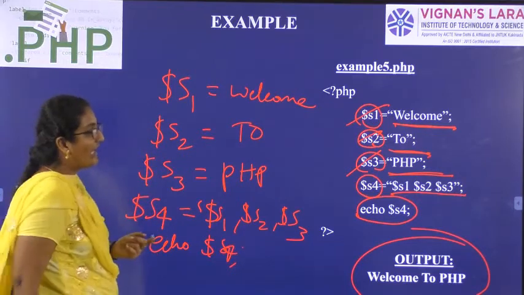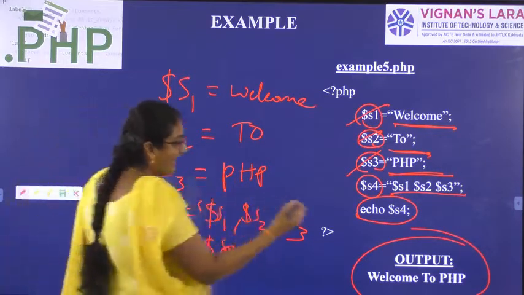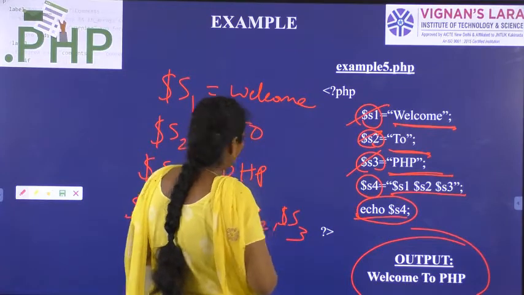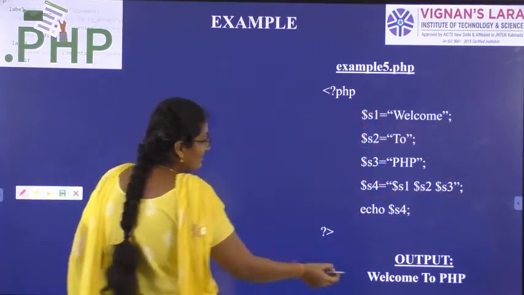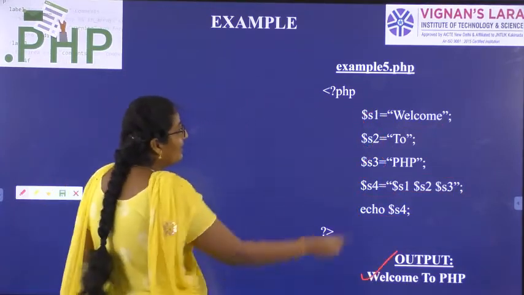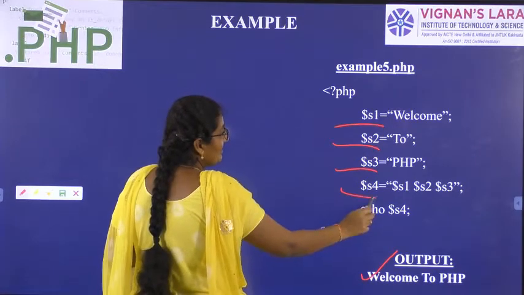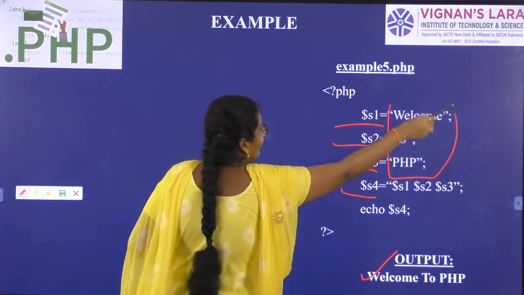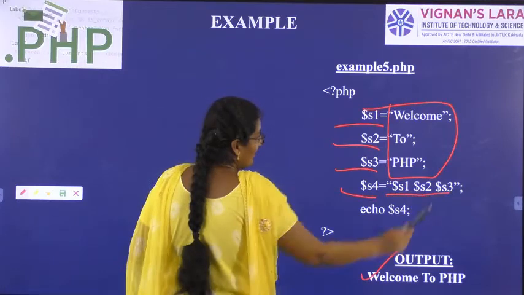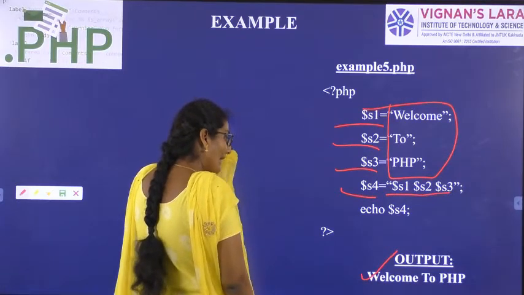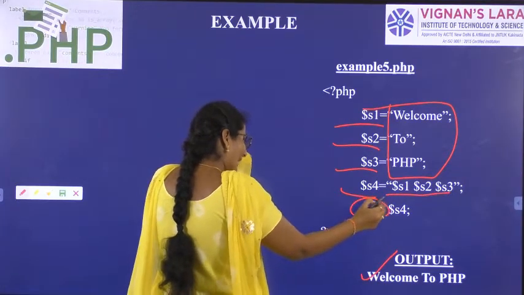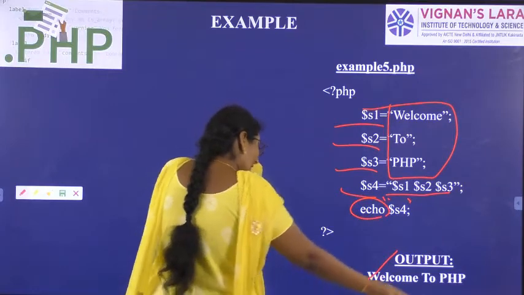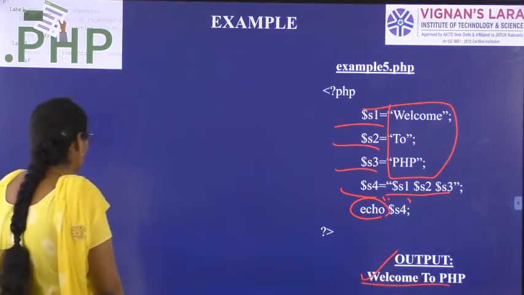If you observe here, I am not using any quotations while writing the echo statement. That's why I got the output as welcome to PHP. I have created the variables, I have stored the matter in them, and I did the string concatenation. But while writing the echo statement, I have not used any quotations. So I got the output as welcome to PHP.